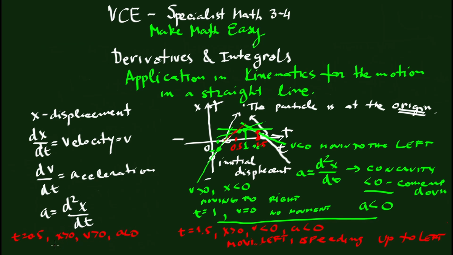So what it says is the particle is to the right of the origin, v is greater than 0, which means it's moving to the right, and the acceleration is in the opposite direction, therefore it's slowing down. So it's slowing down, moving to the right.